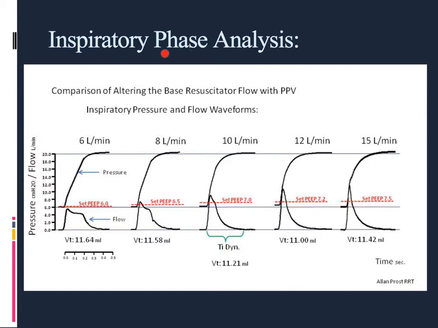So one of the first things we looked at was to measure the differences by adjusting the background or the driving flow rate through the NeoPuff ventilator. And so we used flows of 6, 8, 10, 12, and 15 liters per minute. So this is the continuous flow going through the circuit of the NeoPuff resuscitator. And then we measured very precisely both the inspiratory pressures, as you see here on the pressure graph, and the flow rates. And what you'll notice is that we also measured the tidal volumes, and below is time. So this is a combined scale of both pressures and flow.